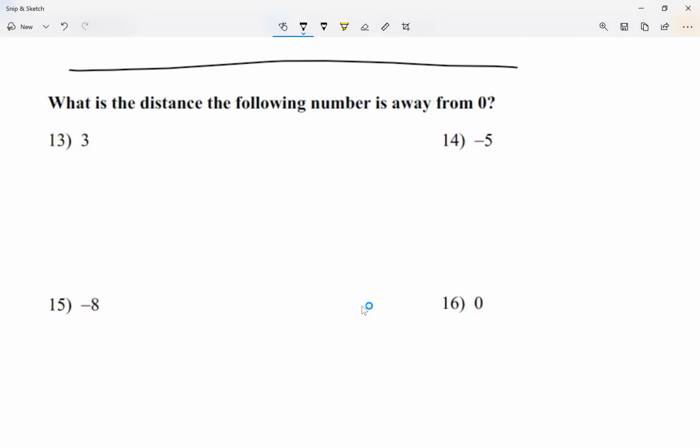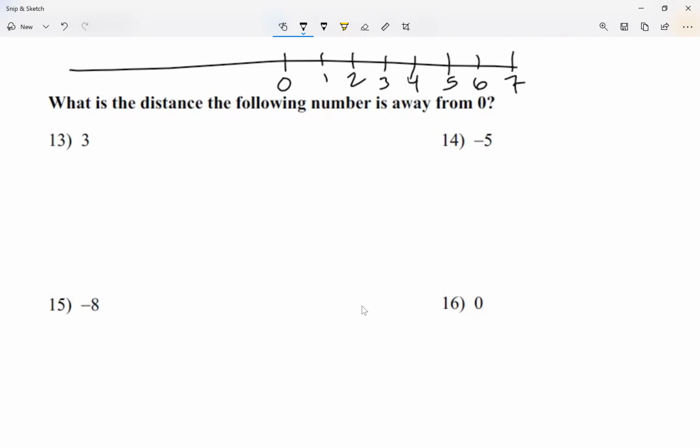And on the number line, there's a 0 in the center. And then on the right side, I have my positive values. So there's +1, +2, +3, +4. I can go as far as I need to go. I'm going to go up to +7.